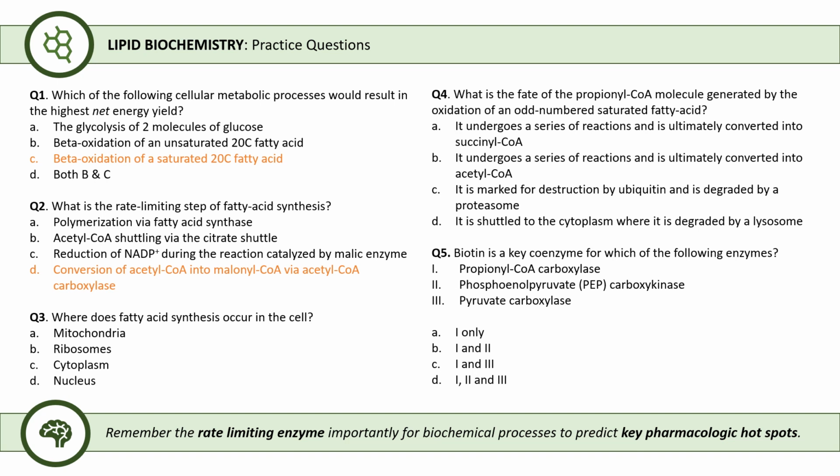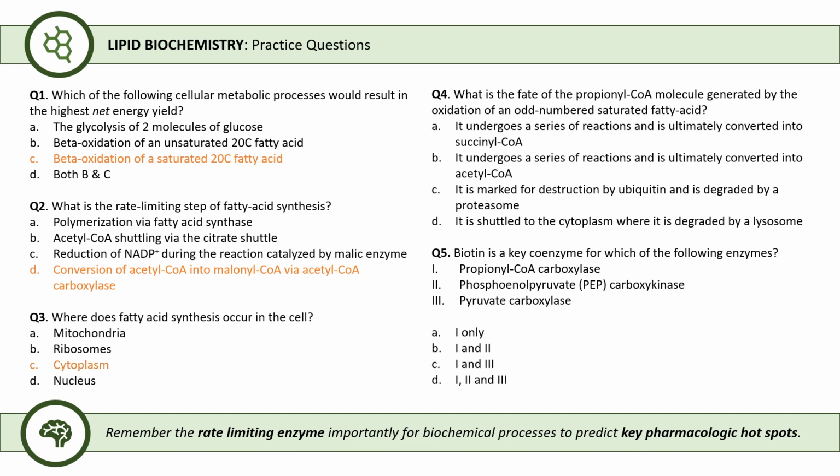Question 3. Where does fatty acid synthesis occur in the cell? Is it in the mitochondria, the ribosomes, the cytoplasm, or the nucleus? Remember, the first step of fatty acid synthesis does require the citrate shuttle to get it outside of the mitochondria so we can produce NADPH to power the whole process. But ultimately, the fatty acid synthesis polymerization occurs in the cytoplasm.